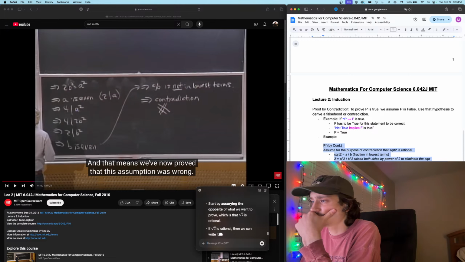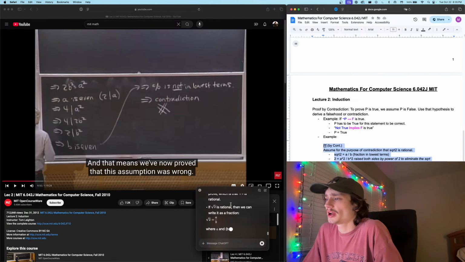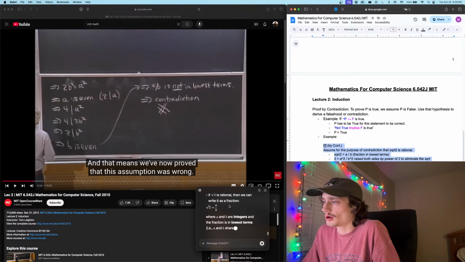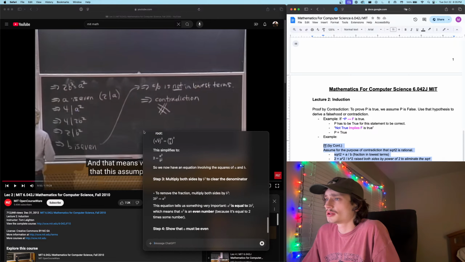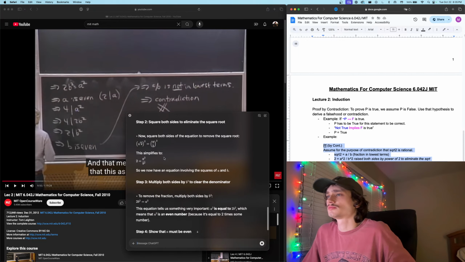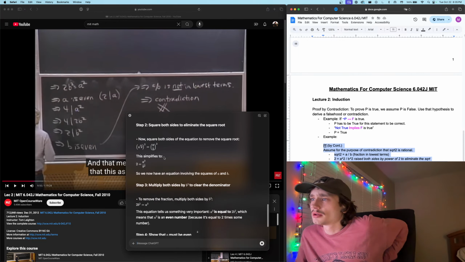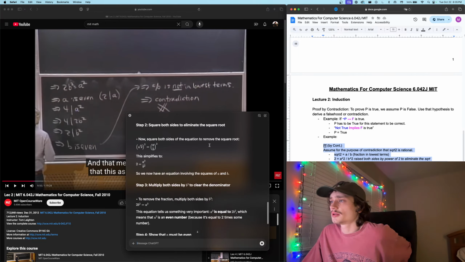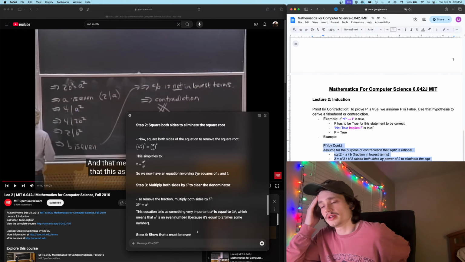Start by assuming the opposite. Assume the square root of 2 is rational. We can write it as a fraction a over b, where a and b are integers. Yep. Square both sides to eliminate the square root. Now square both sides of the equation and remove the square root. Yep. So now we have an equation involving the squares of a and b.